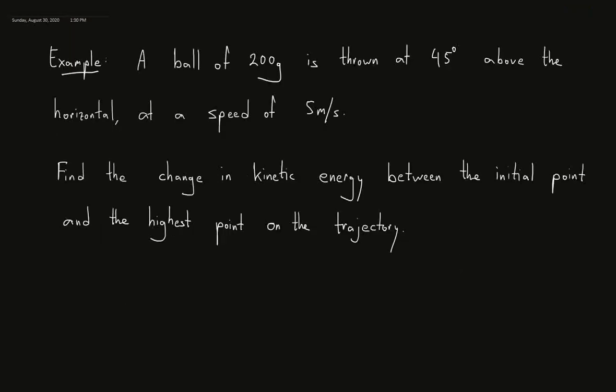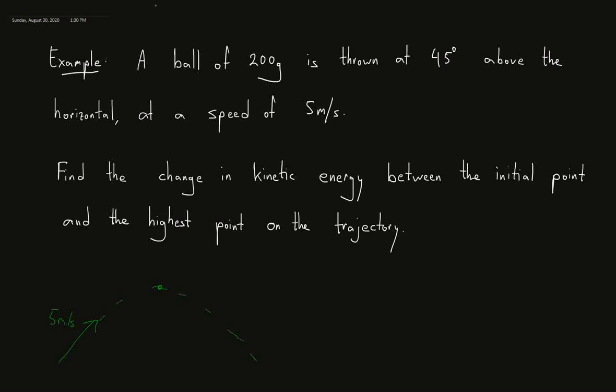Let's look at an example. Suppose you have a ball of 200 grams thrown at an angle of 45 degrees above the horizontal at an initial speed of 5 meters per second. Let's find the change in kinetic energy between the initial point and the highest point on the trajectory. Of course you know that such a ball, thrown initially at a speed of 5 meters per second, would follow a trajectory which is parabolic. It would reach a highest point and then crash back to the ground, right?